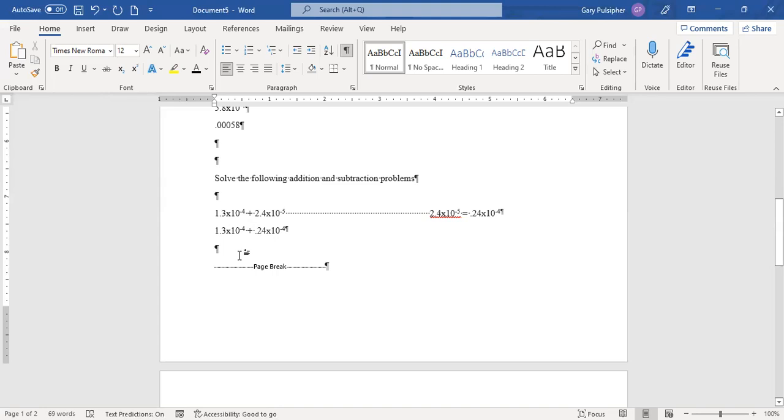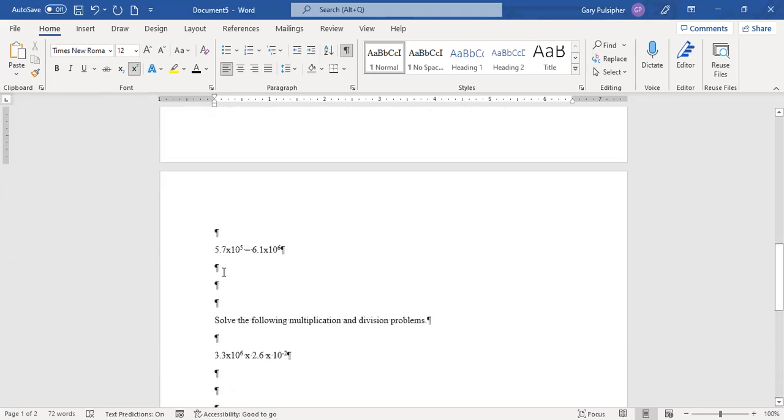So it becomes 1.3 plus 0.24 equals 1.54 times, and then you just keep that exponent that you made the same, times 10 to the negative 4, right?